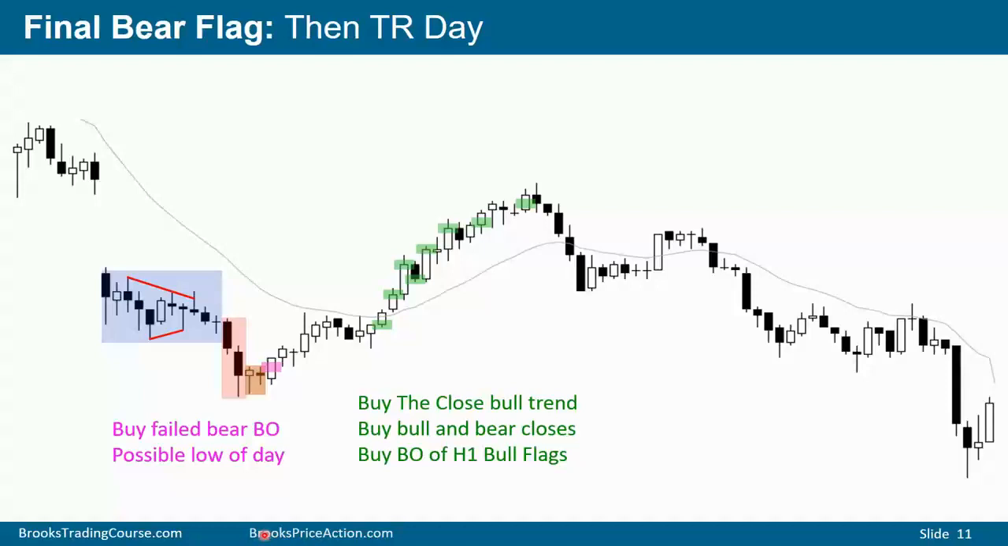Some traders prefer higher probability. We have a reversal up here. We went above the top of the final sell climax, and now we have a high 2 bull flag, high 1, high 2, or high 3, and a decent bull bar.